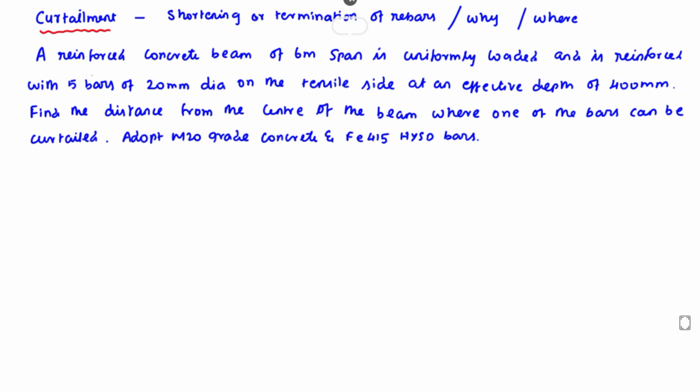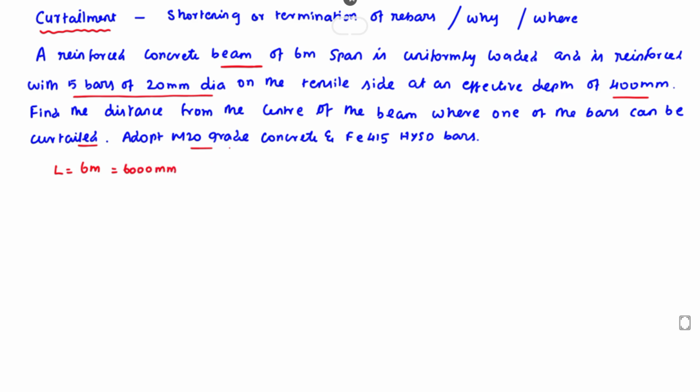Now the example problem: a reinforced concrete beam of 6 meter span is uniformly loaded and reinforced with 5 bars of 20 diameter on the tensile side at an effective depth of 400. Find the distance from the center of the beam where one of the bars can be curtailed. Adopt M20 grade concrete and Fe415 HYSD bars. Now the given values: L, the length of span, is 6 meter, that is equal to 6000 mm.